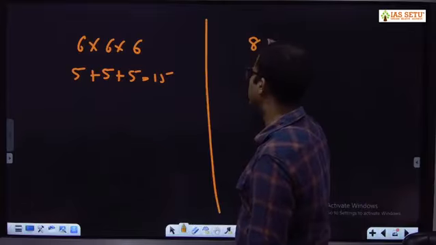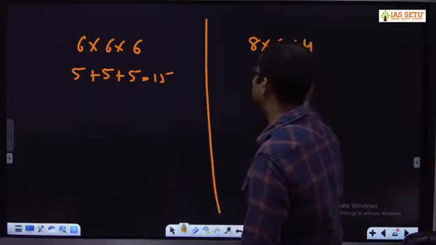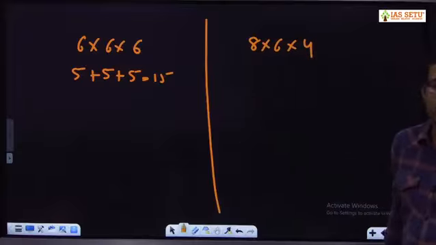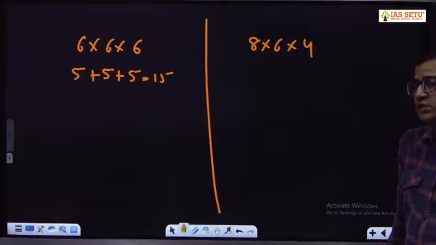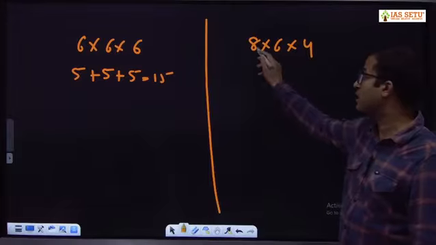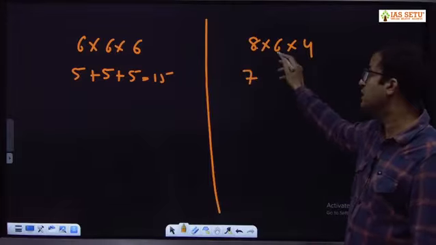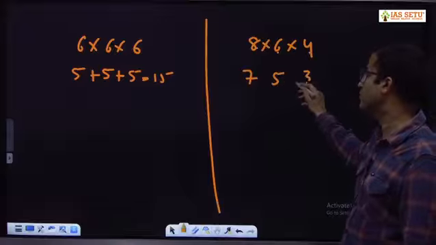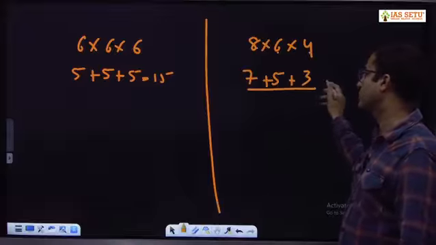Now here, if it is 8 into 6 into 4. If the examiner says there are 8 pieces along the x-axis, 6 pieces along the y-axis, 4 pieces along the z-axis, how many cuts are required? 8 pieces require 7 cuts, 6 pieces require 5, 4 pieces require 3. So it is 12 plus 3, 15.